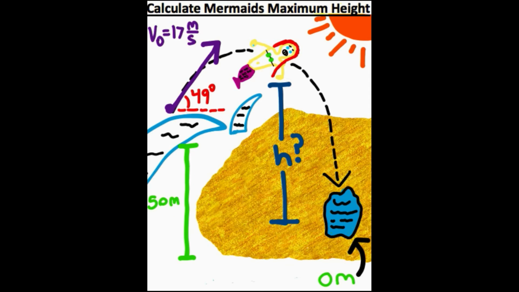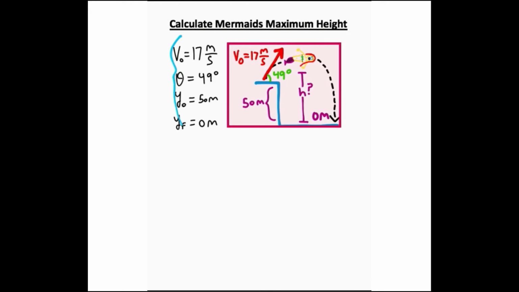A 50-foot tidal wave launches a mermaid up in the air at an angle of 49 degrees and an initial velocity of 17 meters per second. We're trying to calculate maximum height. This should be interesting. So right here, I've labeled all the variables that we have in our problem.